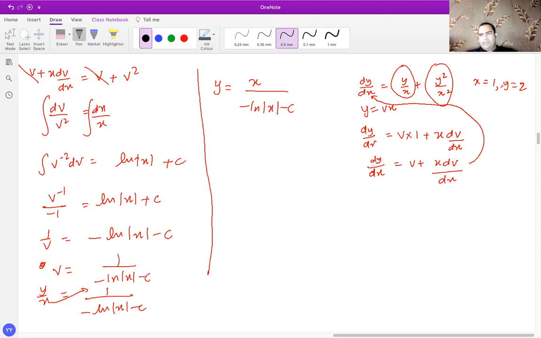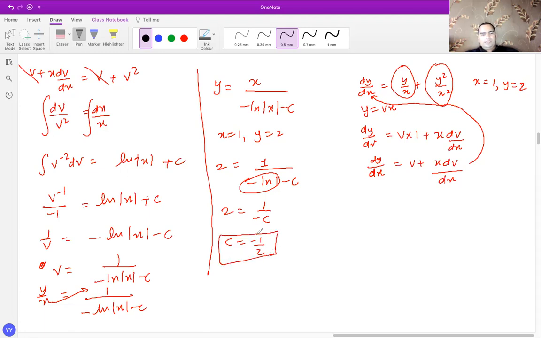Now out here, plug in x is 1 and y is 2. So what we get is 2 equals 1 over (negative ln 1 minus c). This part becomes 0, so 2 equals 1 over negative c. So you get c is negative half. So that's the exact constant. And so hence the function is y equals x over negative ln absolute value of x, minus negative half, which becomes plus half. So that's the exact function that we have got out here.